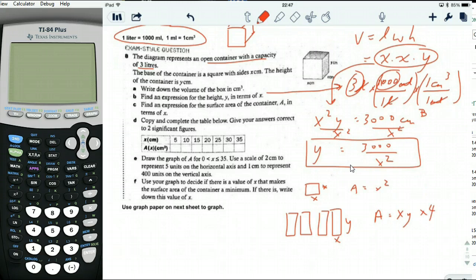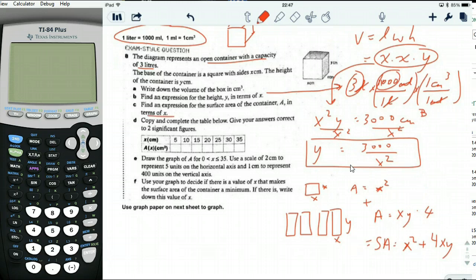And that's confusing if I write times 4, right? I'm just going to put dot 4. And then the bottom, there's only one piece, so that would just be x squared. So we're going to add those two together to get the total area, which will be x squared plus 4xy.